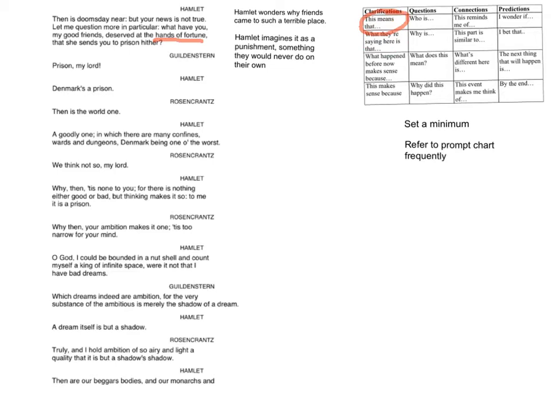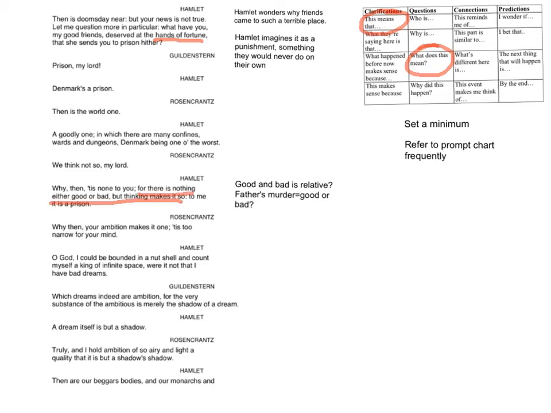So here we're going to pause and ask a question, and I'm going to focus on the what does it mean question. Hamlet says, for there is nothing either good or bad, but thinking makes it so. And I'm going to stop for a second because I don't understand yet why Hamlet believes that there is nothing either good or bad, but that it's only your thinking that makes things one way or the other.